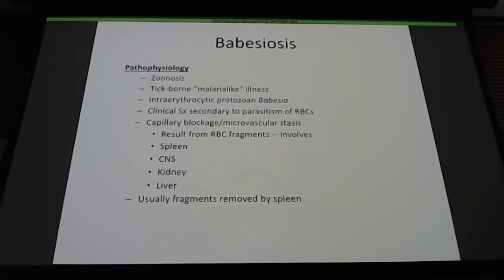And there it tells you results from the capillary blockage may result from the fragments of the red blood cell breaking. So when you get bit, these things float around, get into your red blood cells, and continue to procreate. As soon as they grow big enough, they rupture that red blood cell and go out and find more red blood cells. So it can affect your spleen, central nervous system, kidney, liver, usually from the fragments. If you're asplenic, this is not a good disease to have, because you're going to have so many fragments in your system that your body is going to find it very, very hard to clean up.